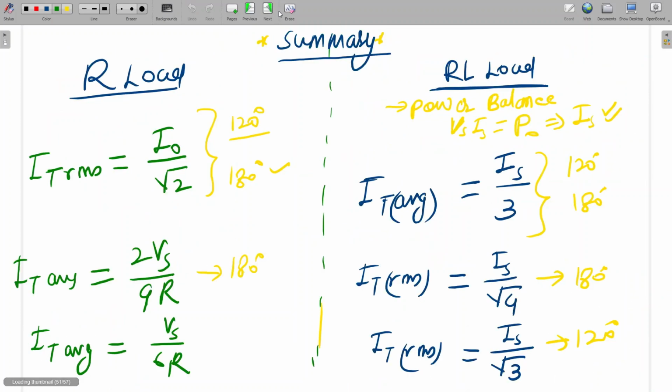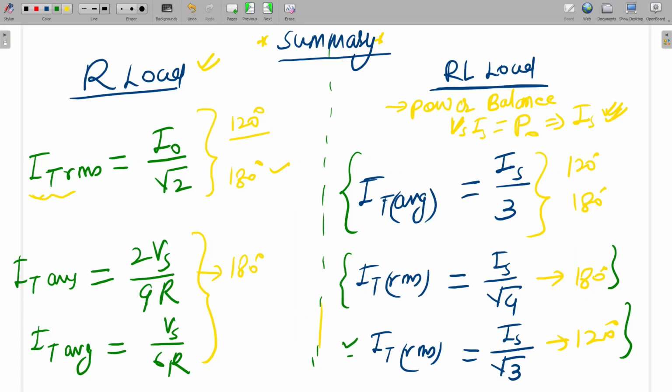Coming to the final conclusion, how can we remember? In case of R load, for both cases, the thyristor and the switch RMS current will be I naught by root 2, and these two we have to memorize. In RL load, first we calculate this Is, then the average current will be the same for both cases, that is Is by 3. For 180 degree mode the RMS will be Is by root 4, and for 120 degree mode it will be Is by root 3. This relation we have to memorize.